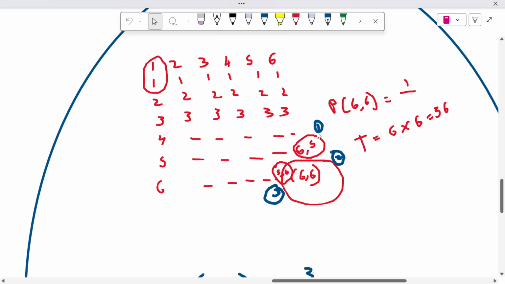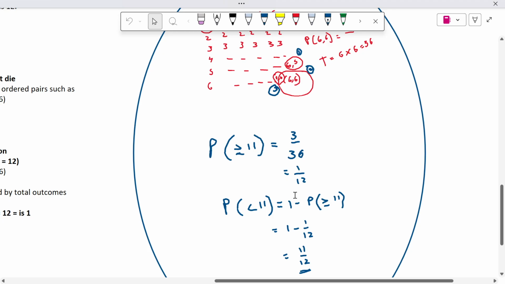Okay, so there are three different ways that you can get it wrong, and that means there are 33 different ways you can get it right. So the right probability will be 33 divided by 36. That is going to be 11 by 12. Okay, that will be your answer.